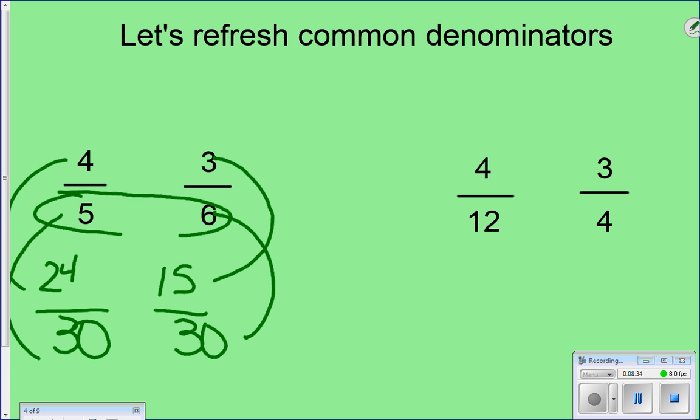Okay. What about this one? What do you know about this one? What can I use for a common denominator here? I can use 12. Can I use 24?